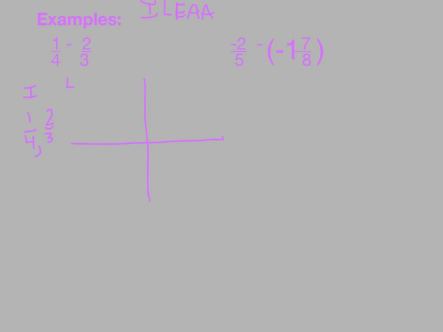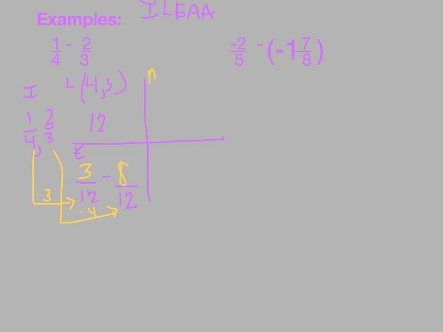The least common multiple, my L, of 4 and 3 is 12. I know that I'm going to have some number over 12. This is my E, equivalent fractions. Some number over 12 minus some number over 12. So I say to myself, how do I get from 4 to 12? That is times 3. 1 times 3 is 3. How do I get from 3 to 12? That is times 4. The numerator here is 2. 2 times 4 is 8.